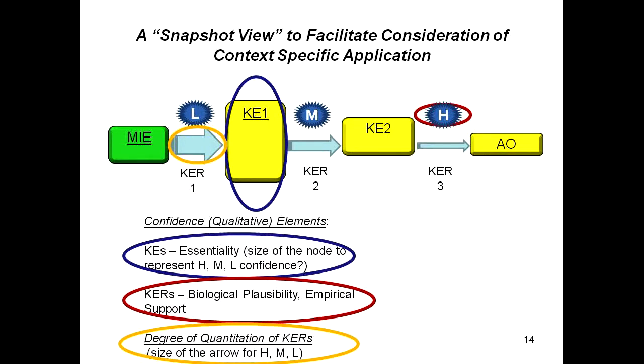And so, for example, you could imagine looking at the essentiality of the key events. You could consider that to be represented by the size of the nodes here, for example. You could take the degree of confidence in the biological plausibility and empirical support for the key event relationships, just designated by high, moderate, or low, and then the degree of quantitation of the key event relationships, perhaps as the size of the arrows. And again, this is still a work in progress, but the objective here is just to get a feel for the degree of relative support for the different components.